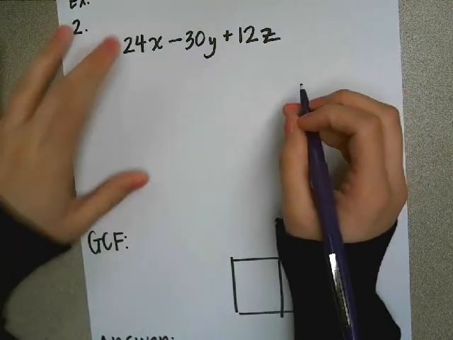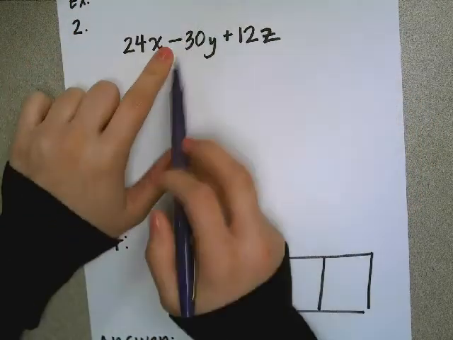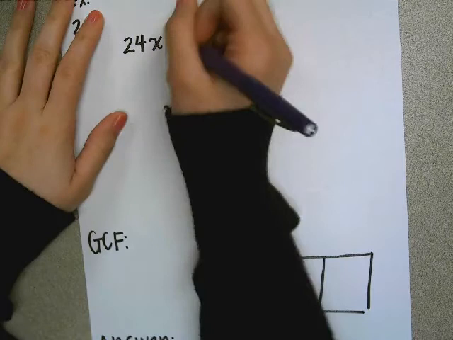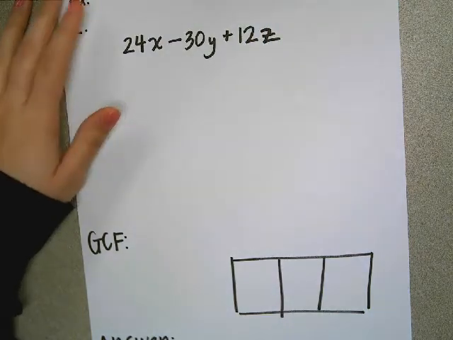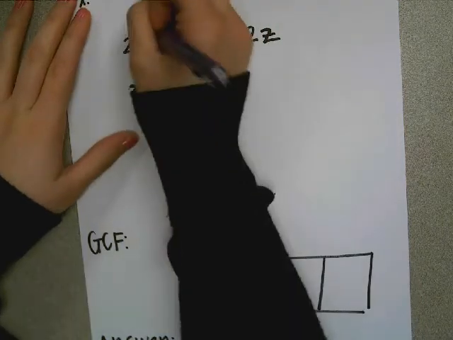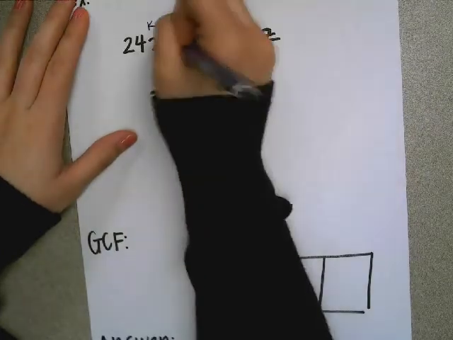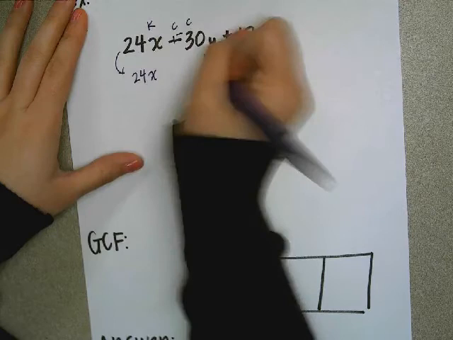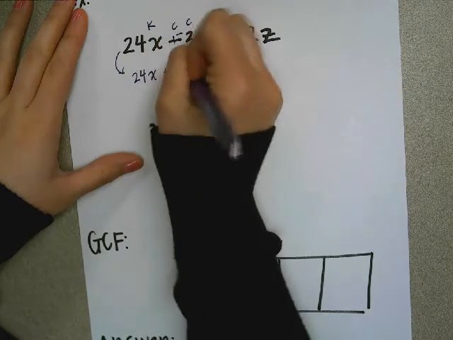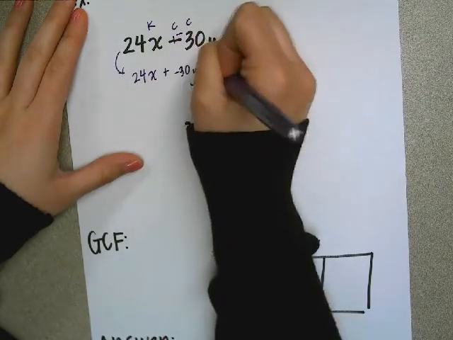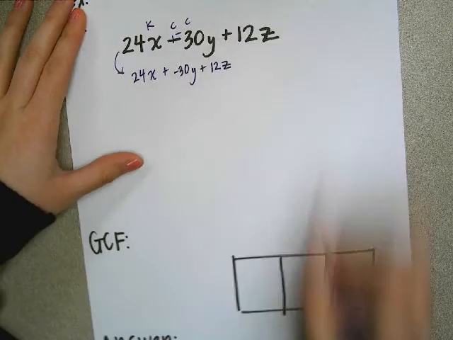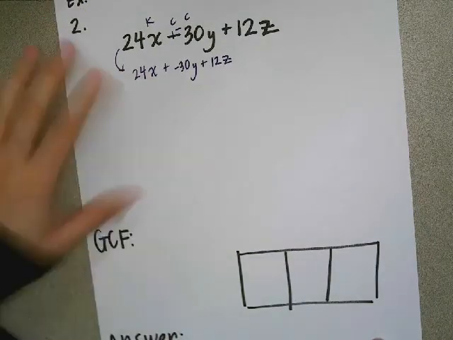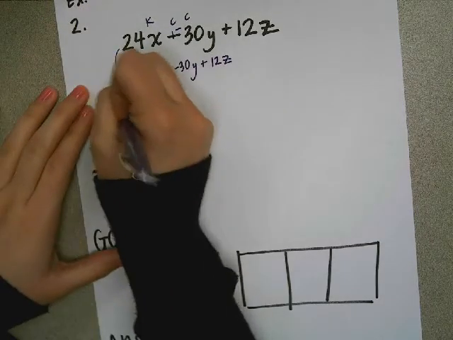So I'm going to start off by changing this minus 30 to a plus negative 30. This is just going to help me with my division later on. So we're going to keep change. This now becomes 24x plus negative 30y plus 12z. So now I'm just going to start off making my list with 24.